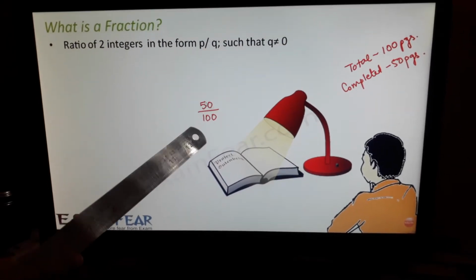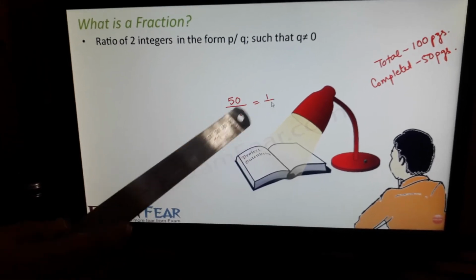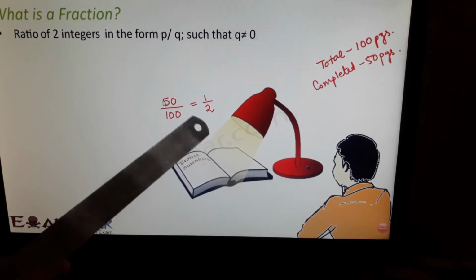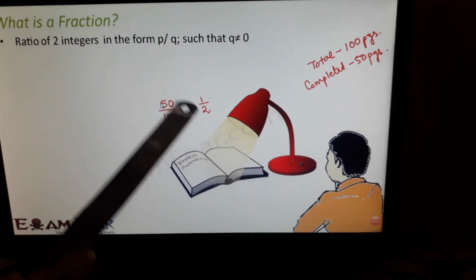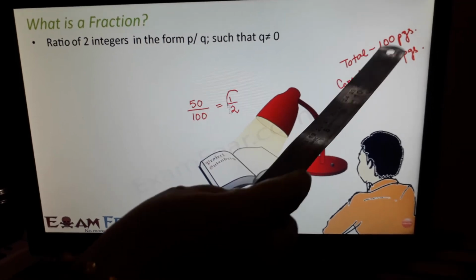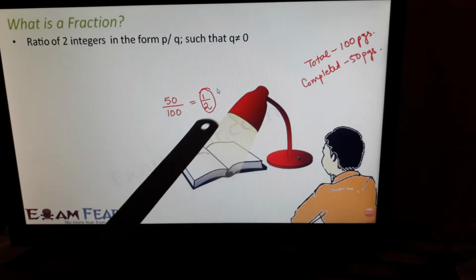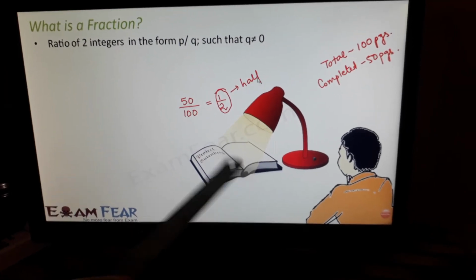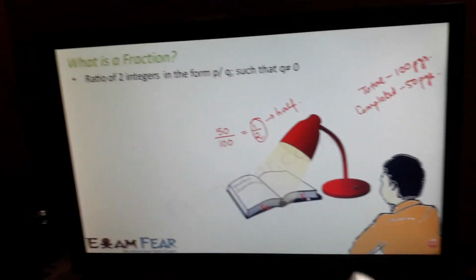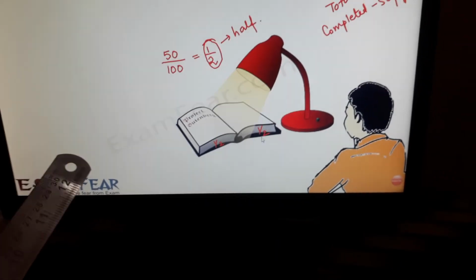So 50 by 100. In cancellation the 0s will cut, 5 ones are 5, 5 twos are 10. Finally the simplest form is 1 by 2. 1 by 2 means he read half the book. So total 100 pages: half the book he read, half is still left. 50 pages read, 50 pages left. So this is one example of fractions.